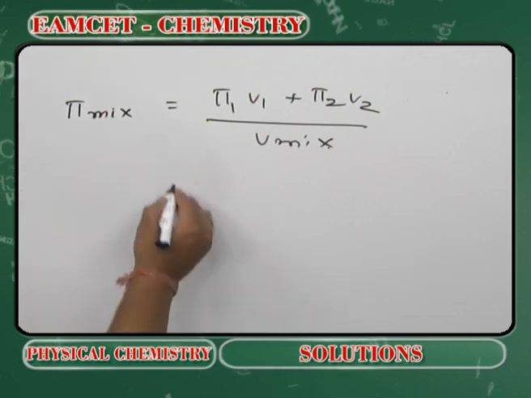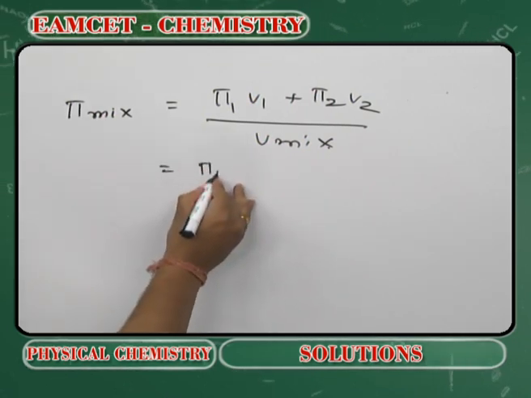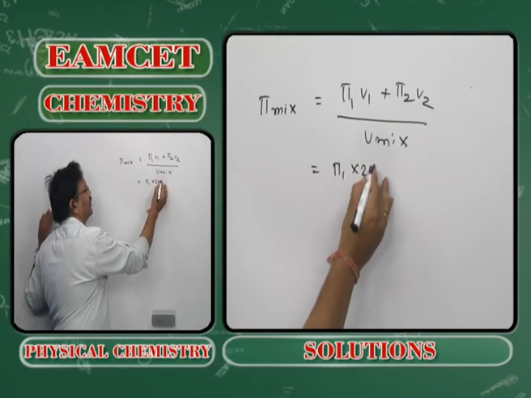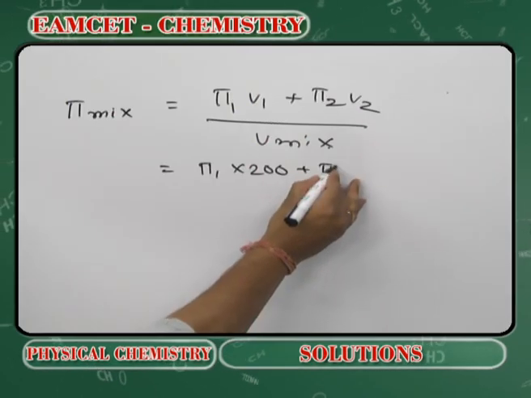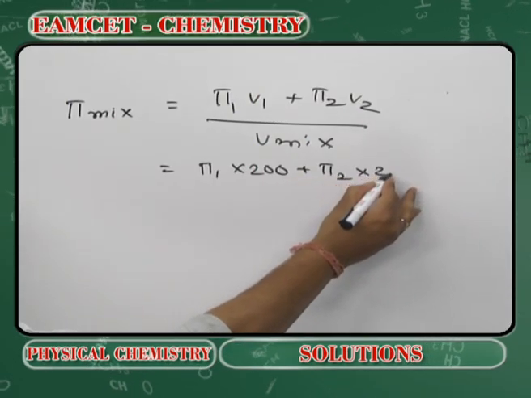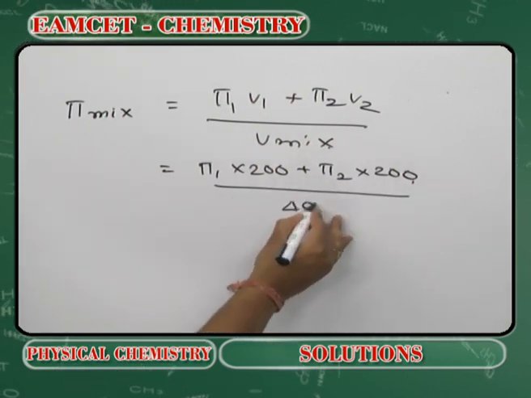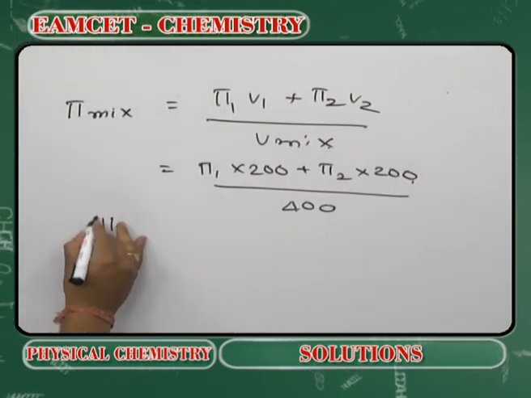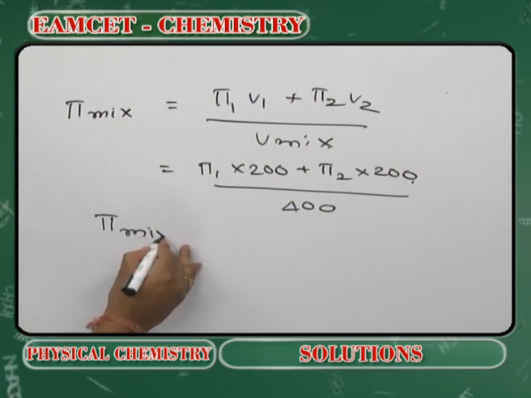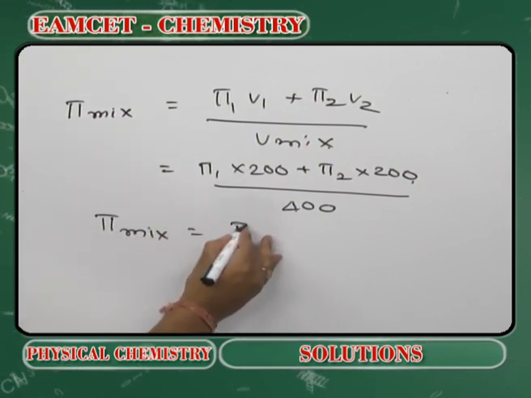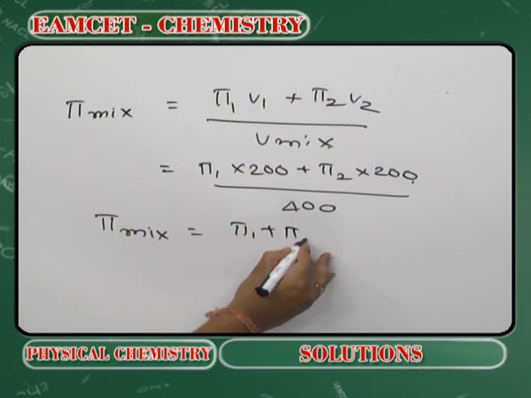Now what is V1? 200. And what is V2? V2 is also 200. What will be the volume of the mixture? 400. So osmotic pressure of the mixture will be equal to pi 1 plus pi 2 by 2.